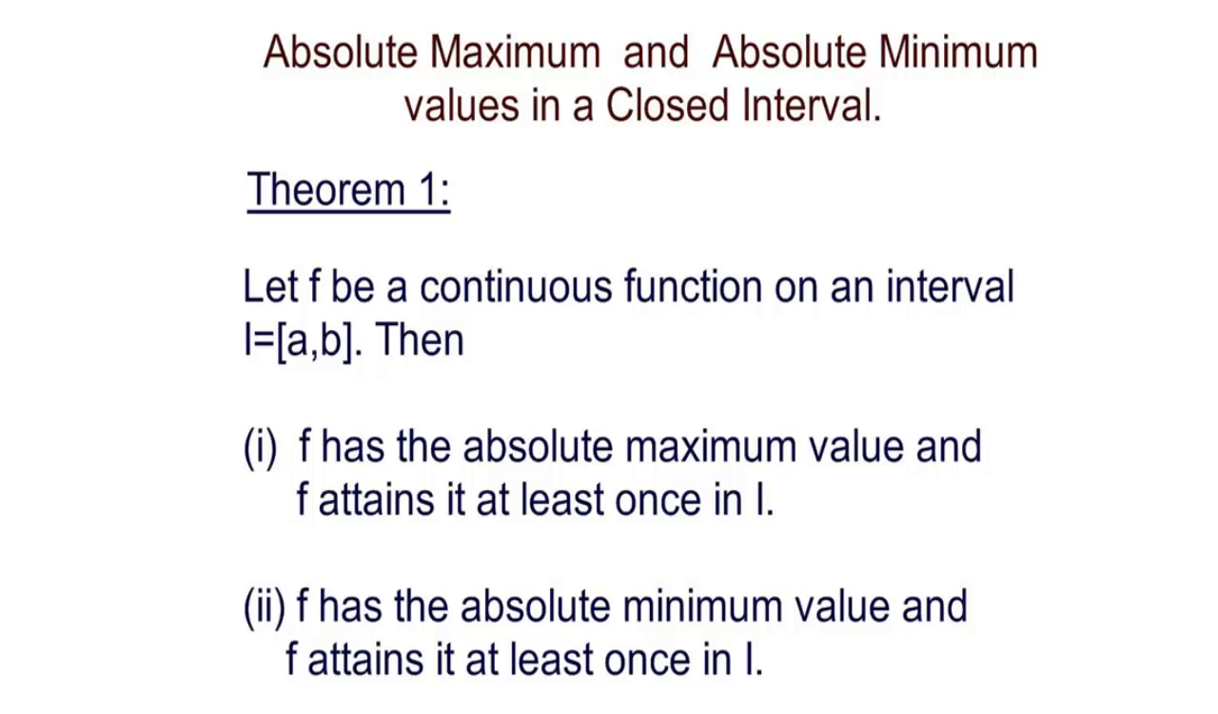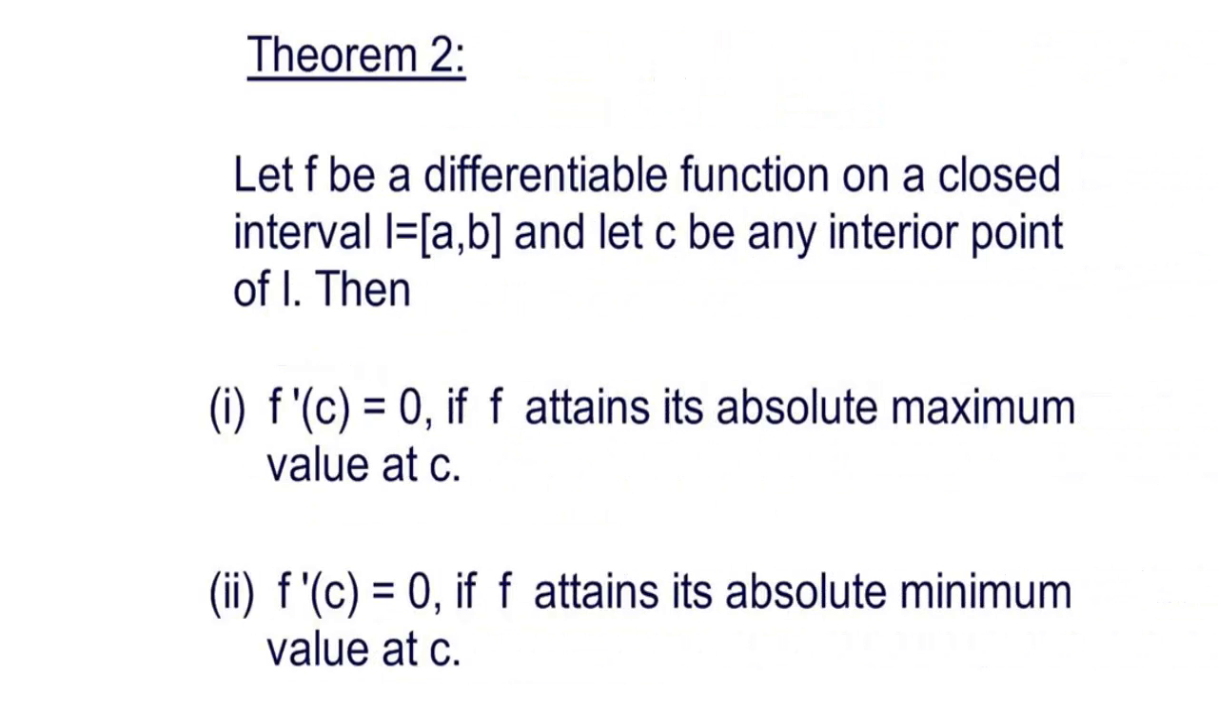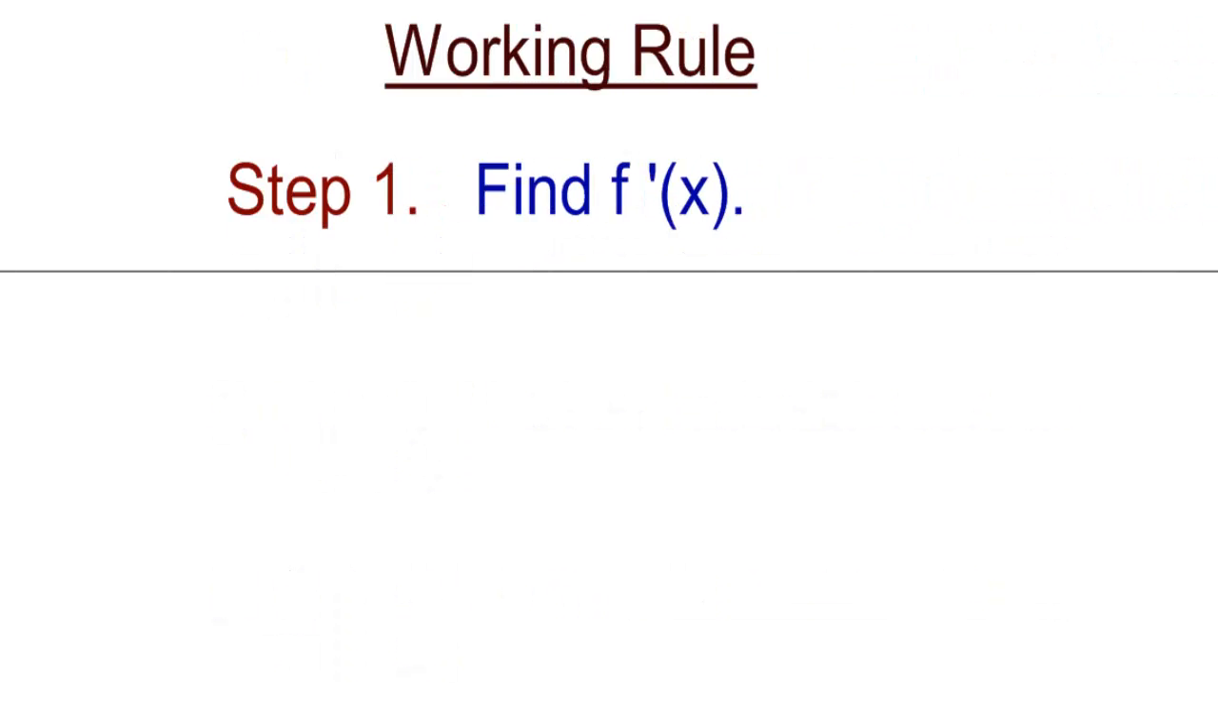The second theorem says, let f be a differentiable function on a closed interval I equal to [a, b], and let C be any interior point of I. Then f dash C is equal to 0 if f attains its absolute maximum value at C. Secondly, f dash C is equal to 0 if f attains its absolute minimum value at C.